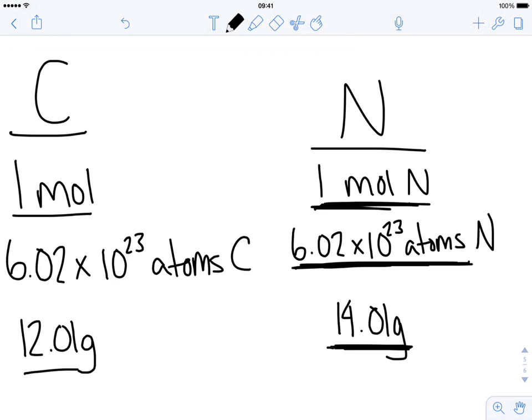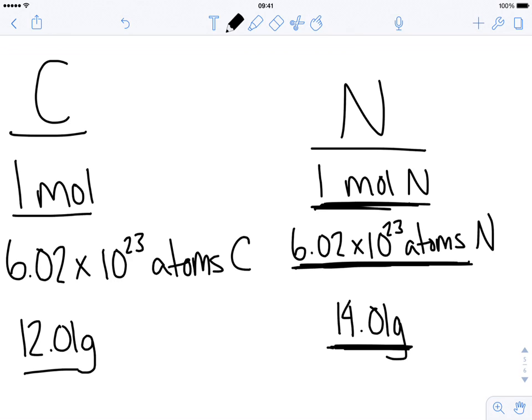In a future video, we are going to look at how to convert between all three of these numbers. So if I tell you I have a certain amount of moles of an element, you need to be able to tell me how many atoms of that element I have and what is the mass of that many moles. And likewise, if I tell you I had, say, 20 grams of nitrogen, how many moles of nitrogen is that? How many atoms of nitrogen is in that many moles? So we'll go over those skills in a future video.